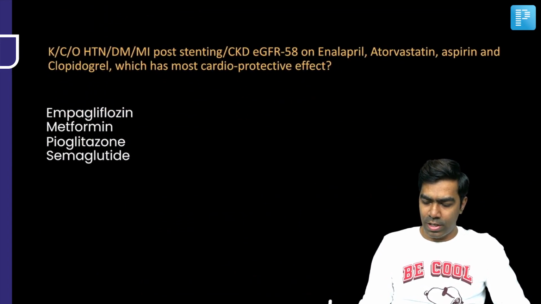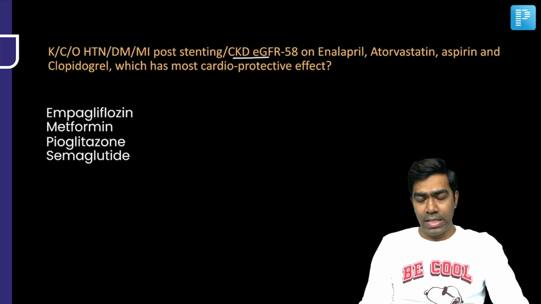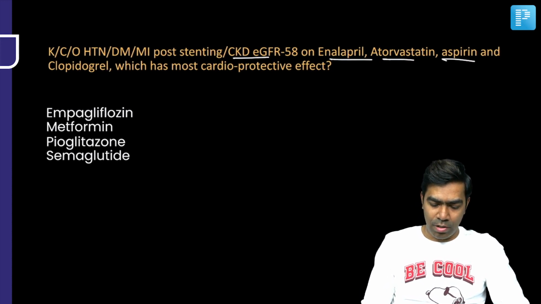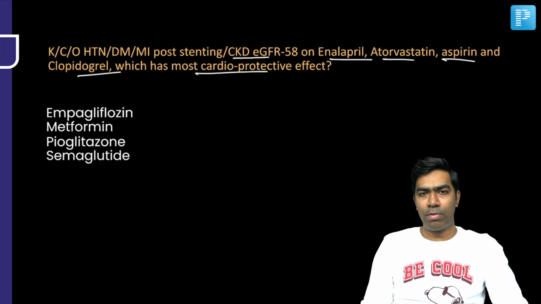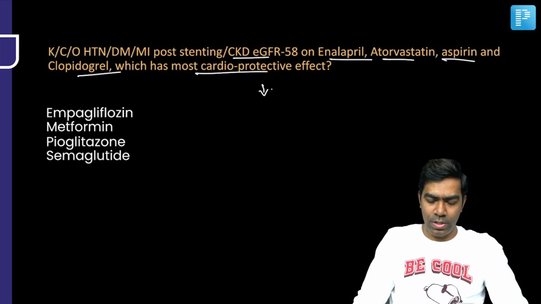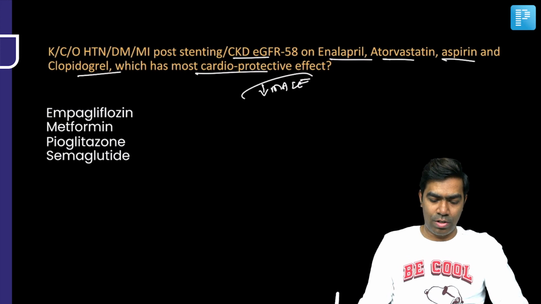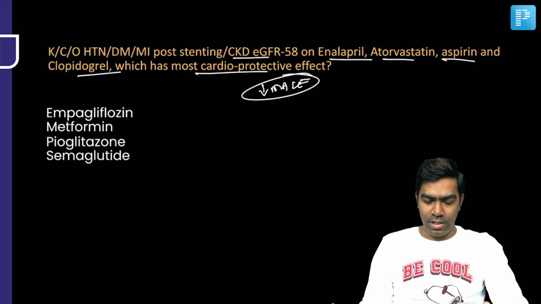So patient is a known case of hypertension, diabetes, MI, post-stenting, is also a known case of CKD with eGFR of 58. Already on enalapril, atorvastatin, aspirin, and clopidogrel, which of the following has the most cardioprotective effect? Which means they are trying to ask a question on which of the following drugs is going to reduce major adverse cardiac events, whether it's EMPA or whether it is metformin or pioglitazone or semaglutide.